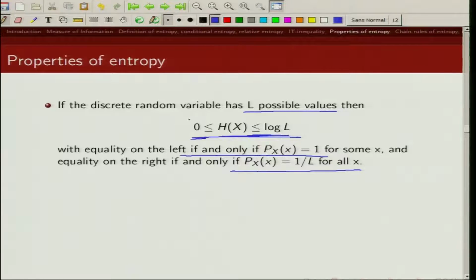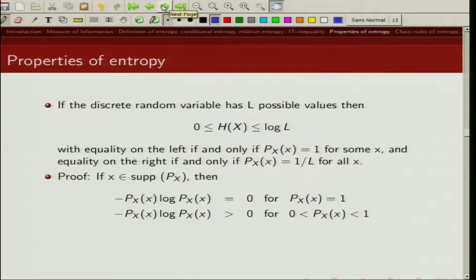So we will first show this result, that entropy is greater than or equal to 0. So how do we prove it? We know from the definition of entropy, it's minus p(x) log of p(x), summation over all values of x. So let's look at this quantity, minus p(x) log of p(x) over the support set of p(x).